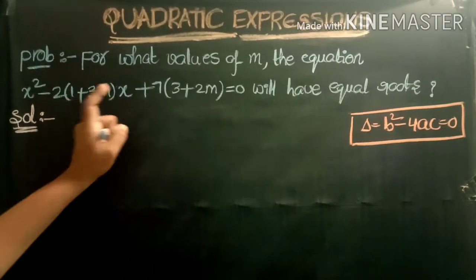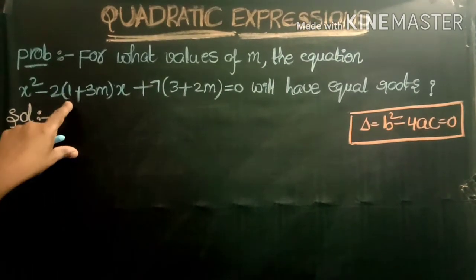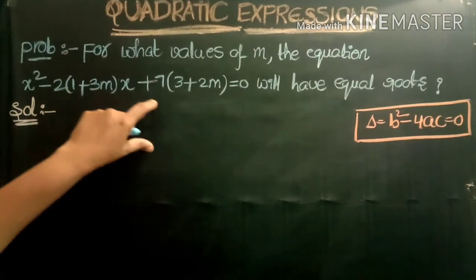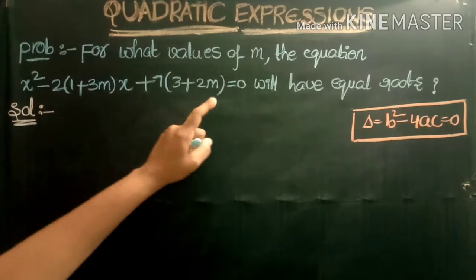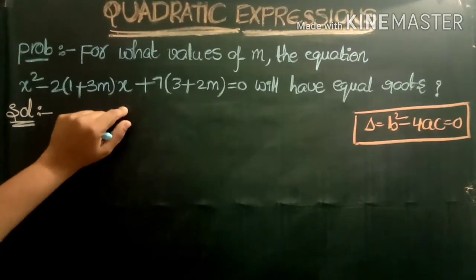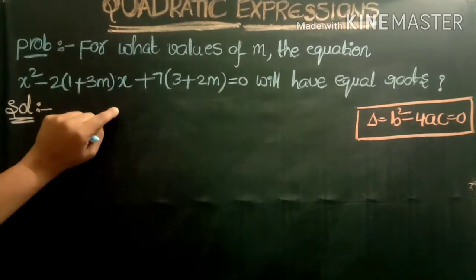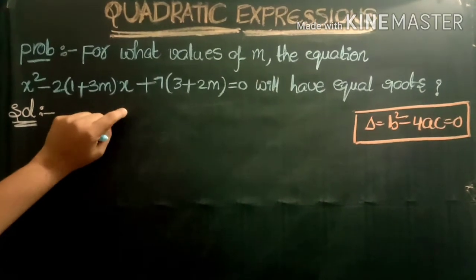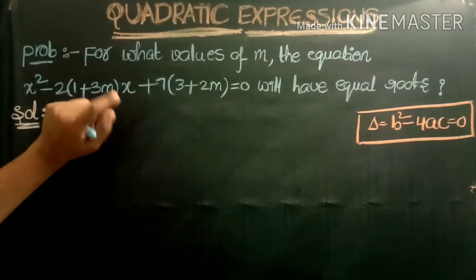First problem: for what values of m does the equation x² - 2(1 + 3m)x + 7(3 + 2m) = 0 have equal roots? So the given question is for what values of m this equation has equal roots. That is the condition: the given equation has equal roots.